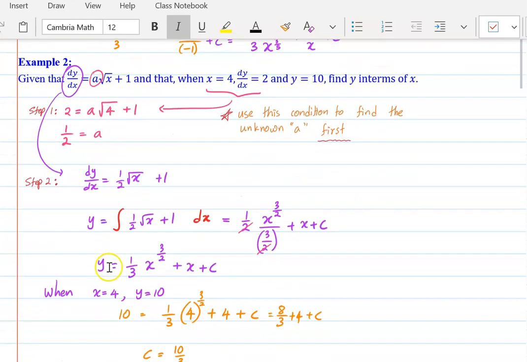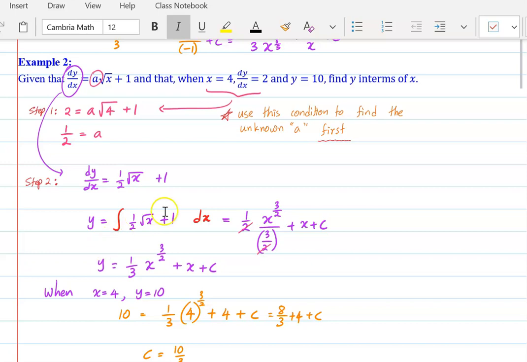Well, example 2 is the type where you need to do a bit of work first. Here we've been given dy by dx equals a times root x plus 1. Well, I don't know the a, but given the initial condition, I can find a. Simply substitution. So step 1 is you substitute into the derivative equation to find a first. Once you've found that, you sub that back in and rewrite dy by dx. That means the derivative of y. How to find y? The intention is to find y in terms of x.